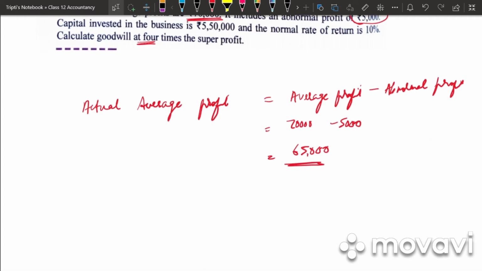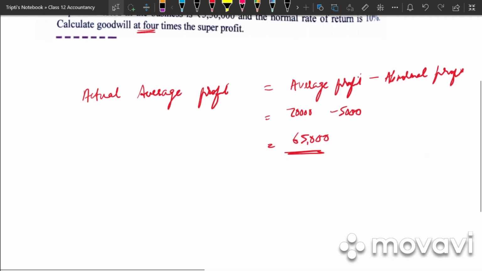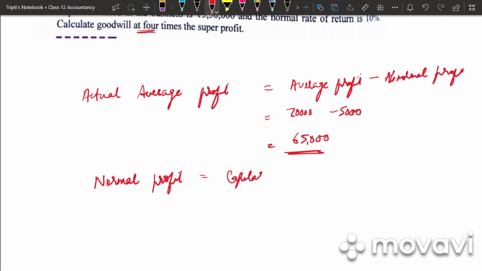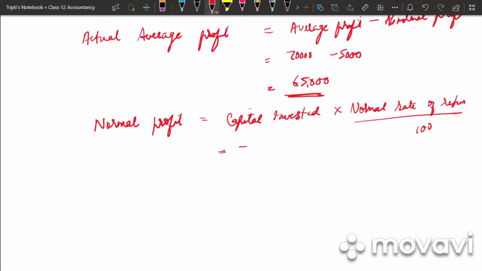Next, capital invested in the business is 5,50,000. So next we need to find out normal profit. Normal profit is equal to capital invested into normal rate of return divide by 100. So 5,50,000 into 10 by 100, which is 55,000.